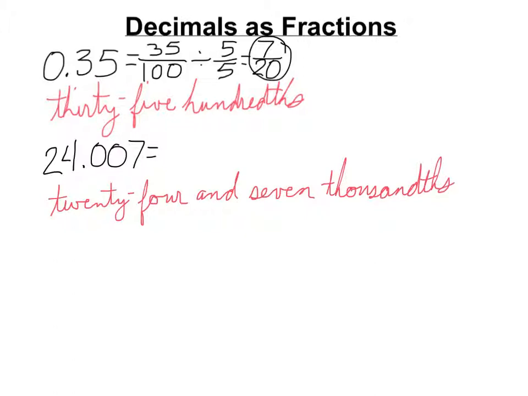So now I'm just going to take that thinking that I did there and write it as a fraction or a mixed number. So I have 24 and 7 thousandths. Well, thousandths means I have a denominator of 1,000. 7 and 1,000 cannot be reduced at all, and so there's my answer. Moving on in 3, 2, 1.